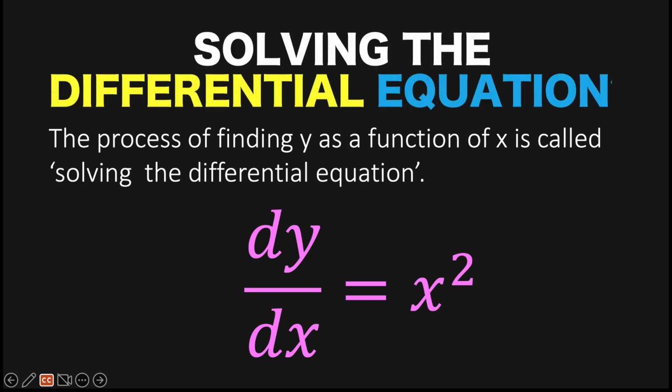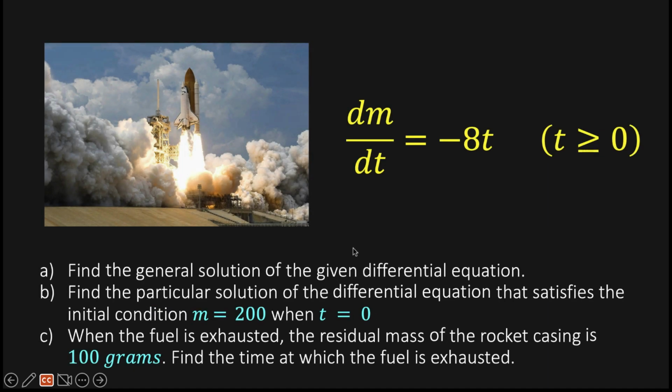Differential equations have a lot of applications in real-life situations because oftentimes we know the change because it is observable, and we do not know the function that caused that change. An example of that would be this rocket. We can observe that the change in mass with respect to the change in time is equal to -8t, where t is the time in seconds and it is greater than or equal to 0. If we want to find the function m of t given this scenario, then we are solving a differential equation.